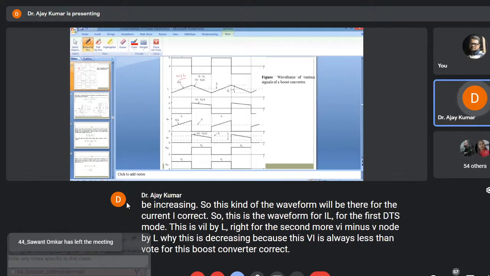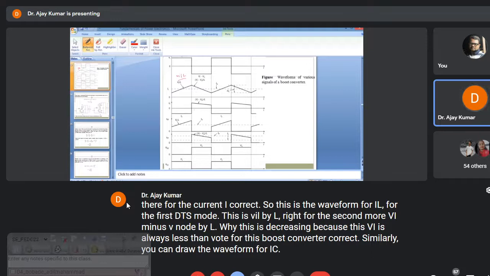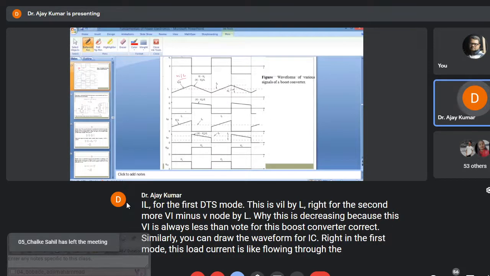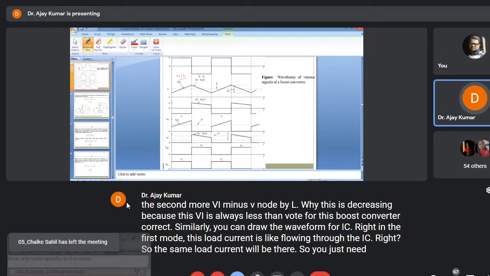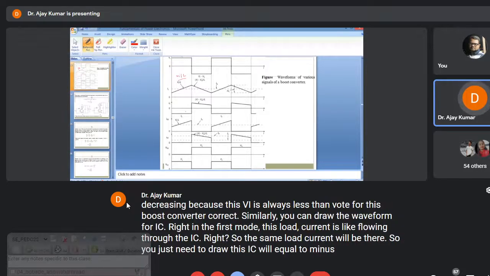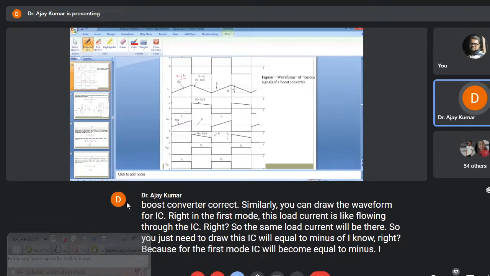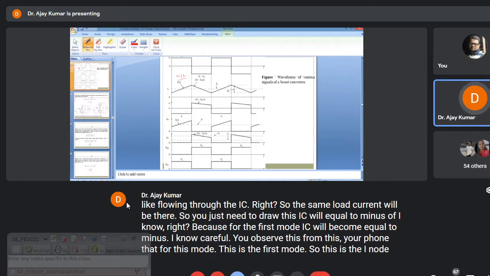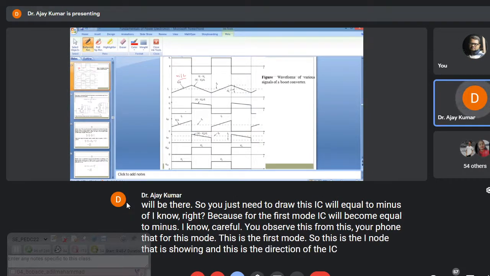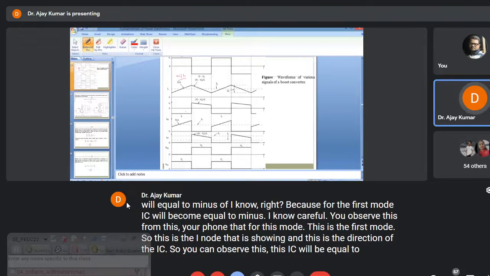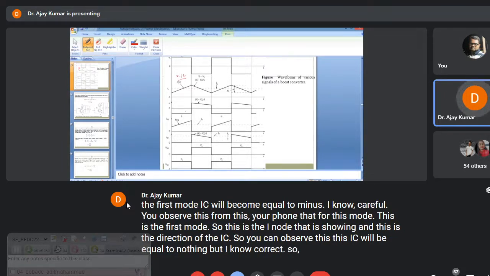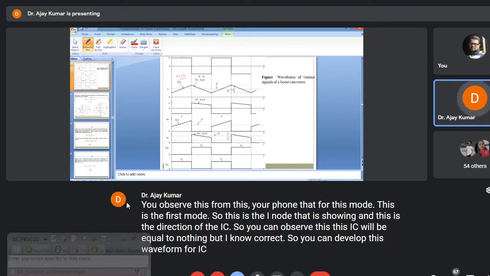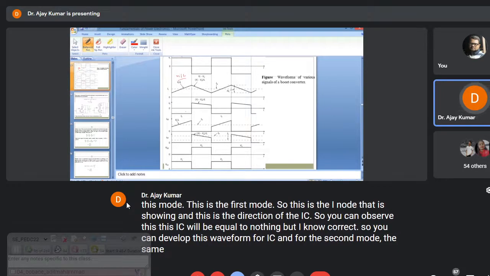Similarly, you can draw the waveform for IC, right? In the first mode, the load current is flowing through the capacitor, right? So the same load current will be there. So you just need to draw IC equal to minus of I naught, right? Because for the first mode, IC will be equal to minus I naught. Carefully observe this from the waveform, that for this mode, this is the first mode, this is the I naught that is flowing, and this is the direction of the IC. So you can observe that this IC will be equal to nothing but minus I naught, correct? So you can develop this waveform for IC, and for the second mode, the same current will be there that is flowing through this IL.